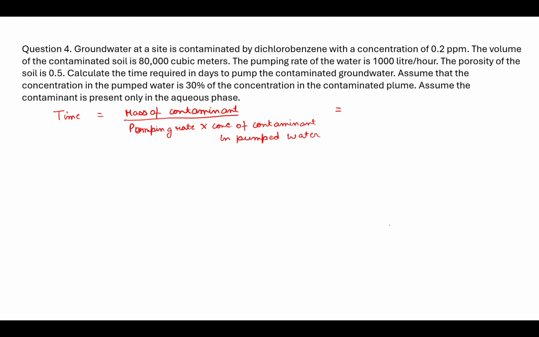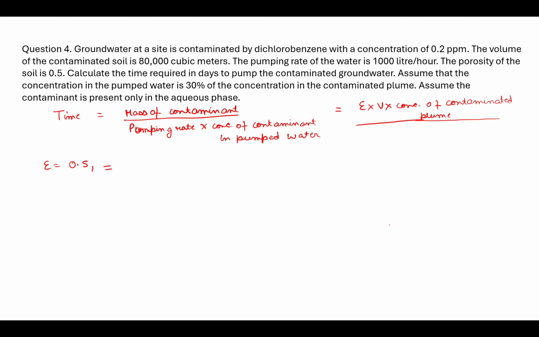And the mass of contaminant will be given as porosity into volume into concentration of contaminated plume, divided by pumping rate into concentration of contaminant in pumped water. So we have porosity as 0.5. So porosity is given as 0.5.